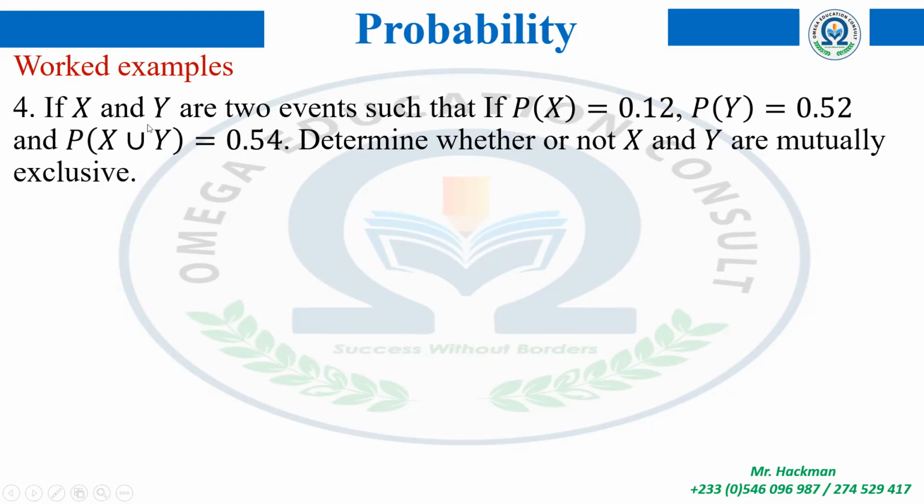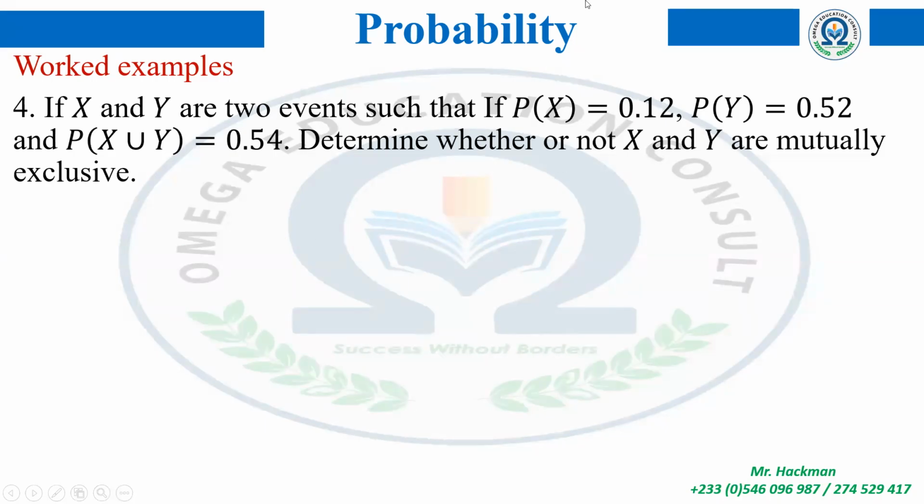So you are given events X and Y, such that P of X, the probability of event X, probability of event Y, and probability of X union Y, the union of the two events. Determine whether or not the two events here are mutually exclusive.